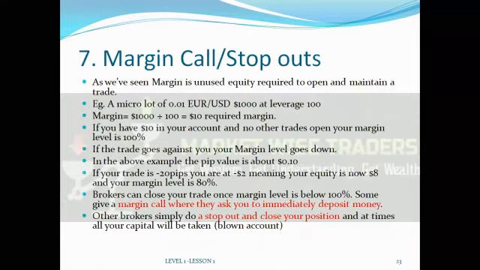Okay, so point number 7, this is where the broker, the dealers, where they get everybody: margin calls and stop outs. Okay, so as we've seen, margin is unused equity required to open and maintain a position. I gave the example of a micro lot of 0.01 US dollars, which is basically you're using 1,000, you're buying 1,000 units of the currency, but at leverage of 100, you divide the 1,000 by 100, and you only need to put $10 up front. That sounds good, right? It sounds good that if you can control 1,000 by only putting 10, right?